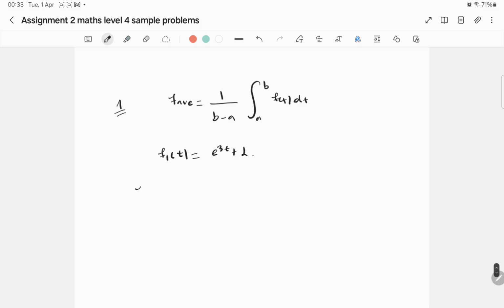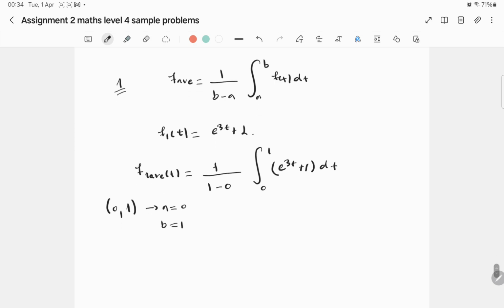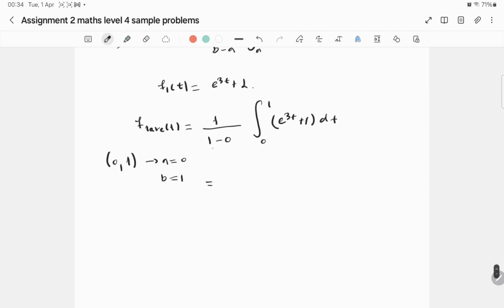So in order to calculate the average, I have 1 over, the interval is 0, 1, so from here a is equal to 0, b equals 1, so it's 1 minus 0, here the denominator. The integral from 0 to 1, e to the power of 3t plus 1 dt. So this section here is just equal to 1.